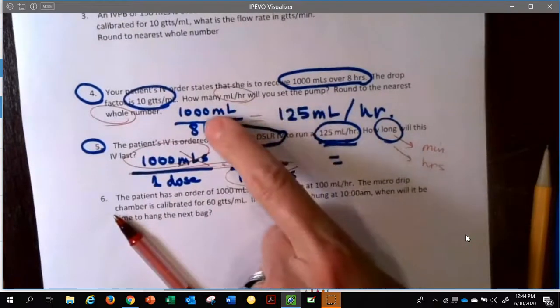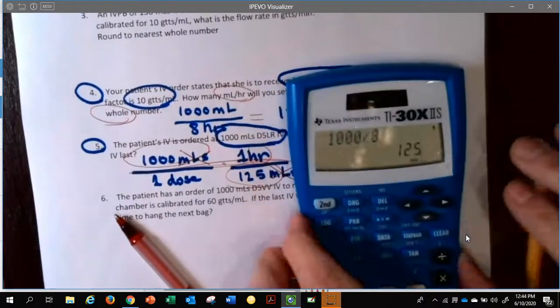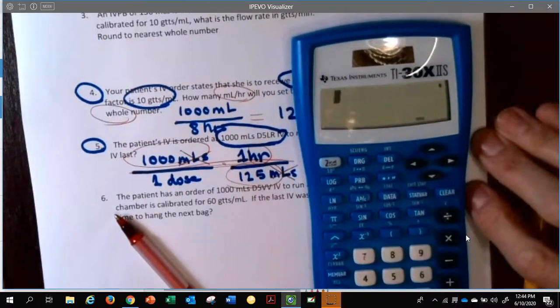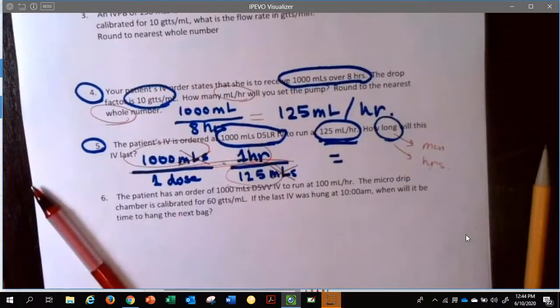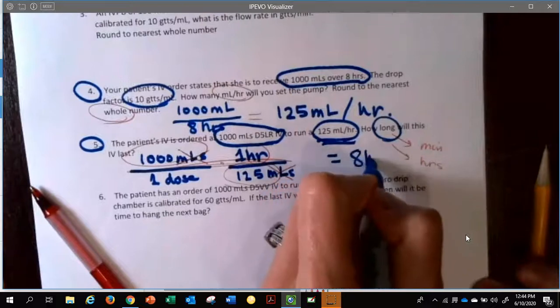Oh, I bet I can guess this one. But I'm going to pretend I didn't see that. And I'm going to say 1,000 divided by this 125, and it's going to take, wow, 8 hours.